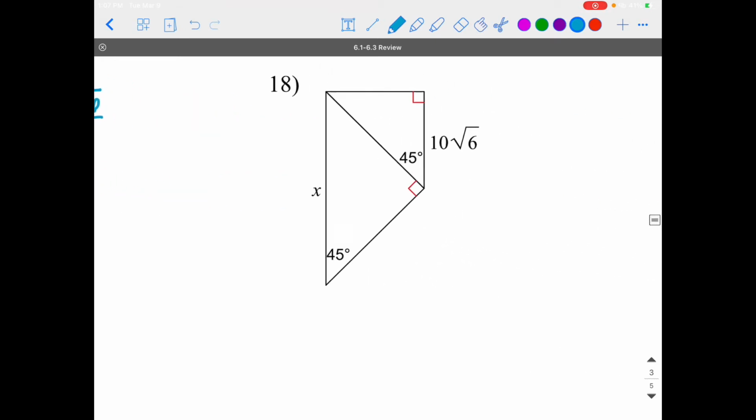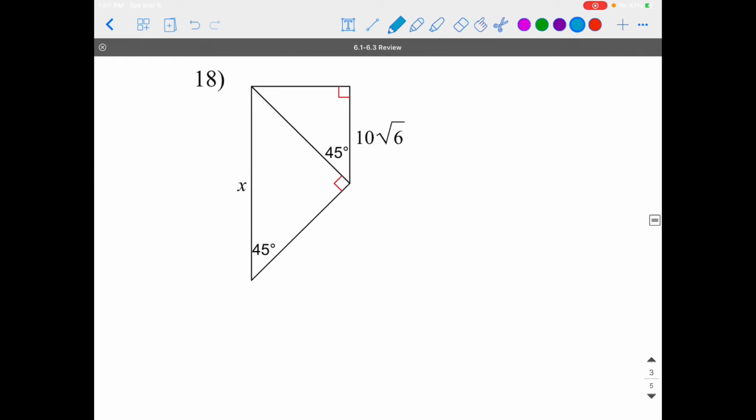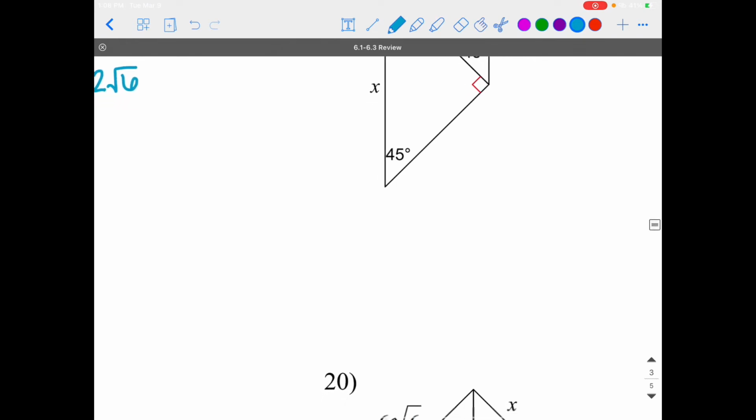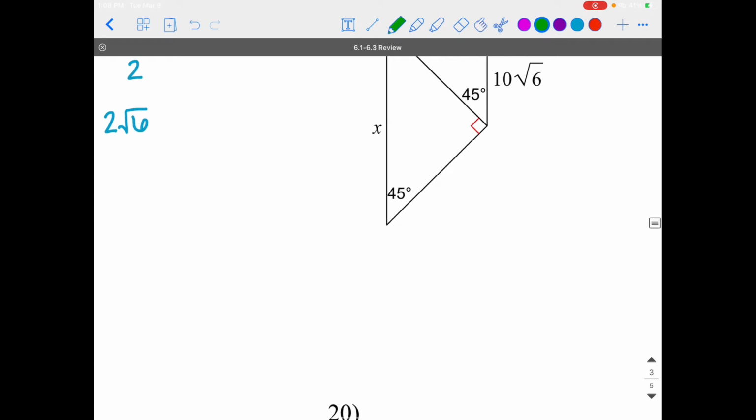Number 18. Now before we get into number 18, I've got to show you something that I didn't teach you. This is actually something we do in Algebra 2, but it won't hurt you to know it. So there are things that we call perfect squares. 1, 4, 9, 16, 25, 36, and so on.